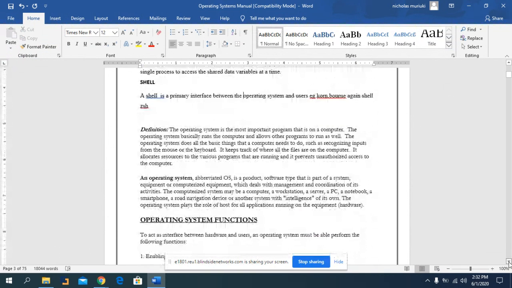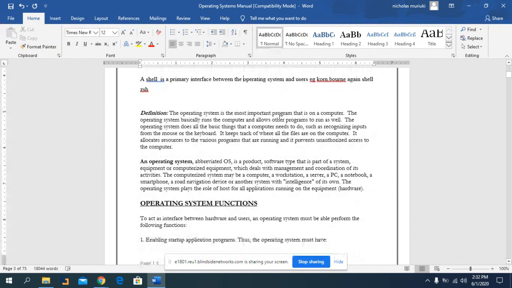And that's why we are saying the operating system is the most important program that is in the computer. The operating system basically runs the computer and allows other programs to run as well. Because now, if you are able to provide the shell, which we have said we have these shells, we are able now to provide a platform that the user can use a keyboard, can use a mouse, etc. And that's why we need to understand what is operating system.